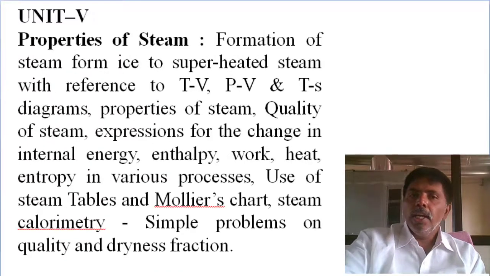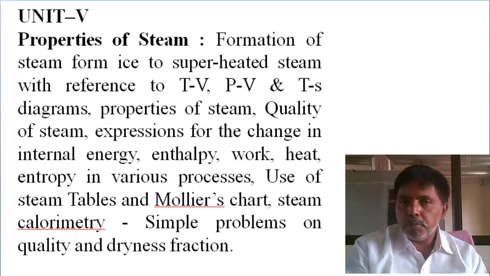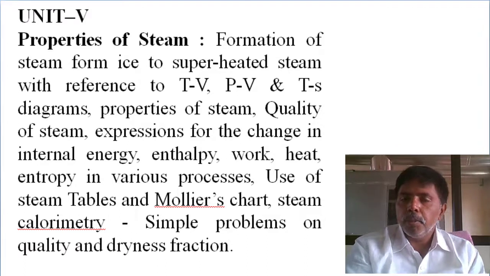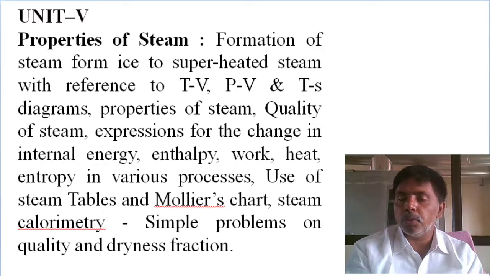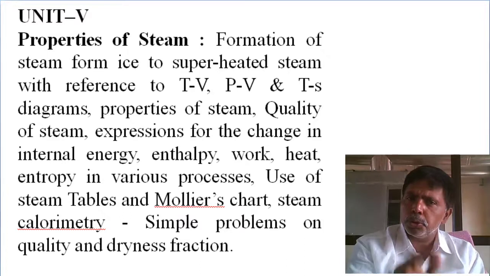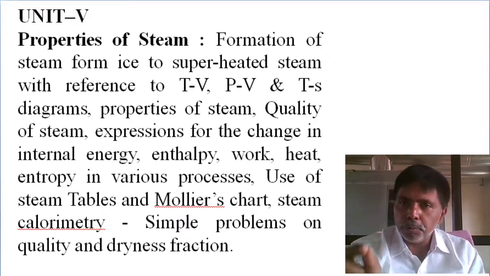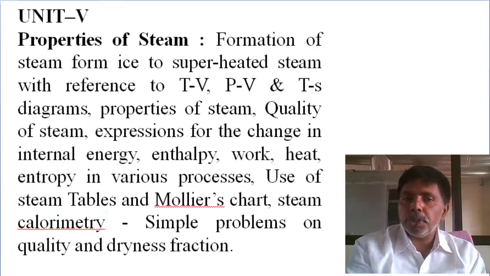Next, unit 5, properties of steam, the forms of steam from ice to superheated steam, by visualizing different diagrams: temperature-volume, pressure-volume, temperature-entropy diagrams. Here we are discussing one pure substance. The universally and freely available pure substance is water, as we all know. And quality of steam, expressions for change in internal energy, enthalpy, work, heat and entropy in various processes using steam tables and Mollier charts.